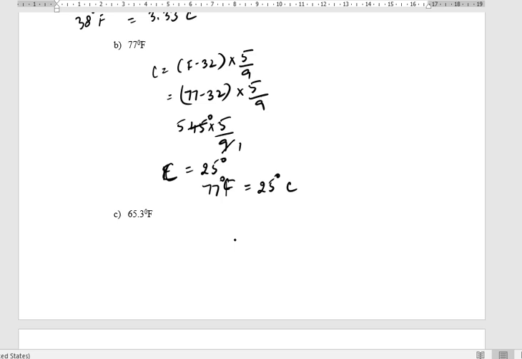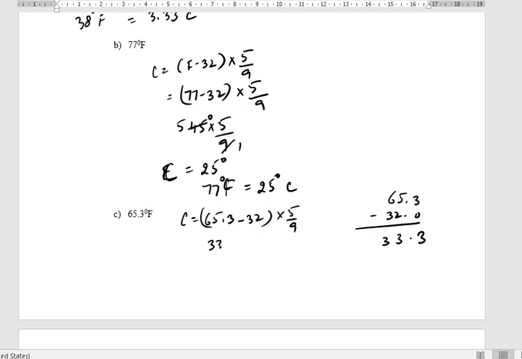Next question, 65.3. So again we will be using that. So I'm straight away writing C equals to 65.3 minus 32 multiplied by 5 upon 9. When you will subtract 65.3 and 32, if you will subtract 0.0, so 3 minus 0 is 3, 5 minus 2 is 3, 6 minus 3 is 3. So it is 33.3. So 33.3 into 5 upon 9.